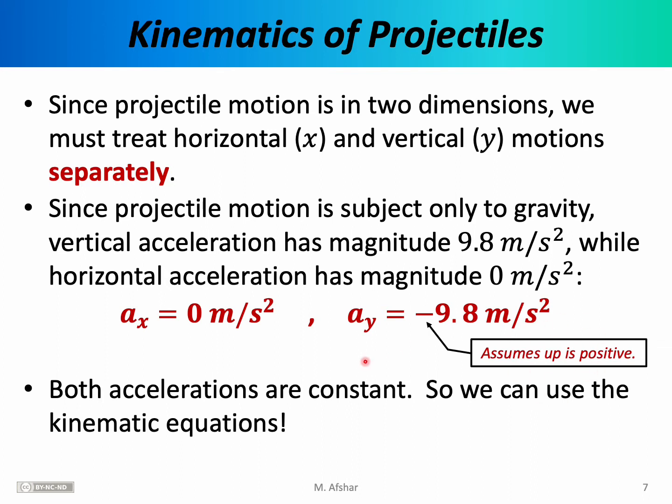As we've discussed before, it is possible to adopt a coordinate system where the down direction is the positive direction. In that case, you would substitute plus 9.8 into the kinematic equations.